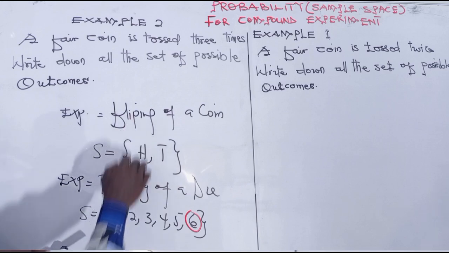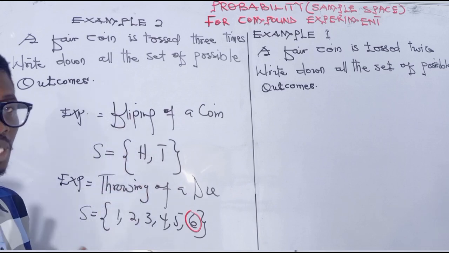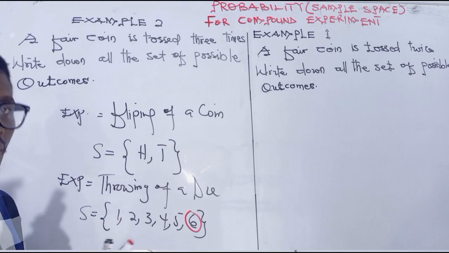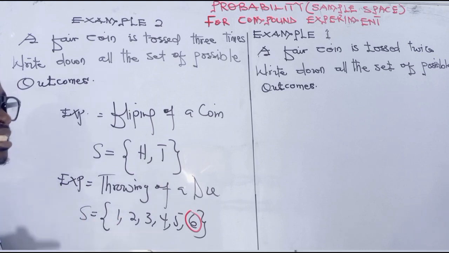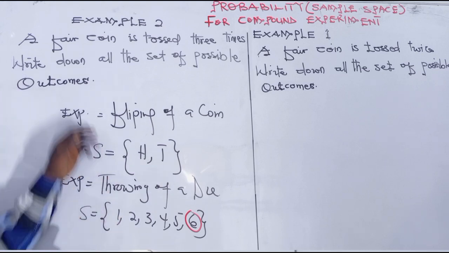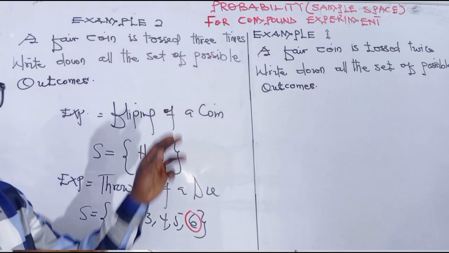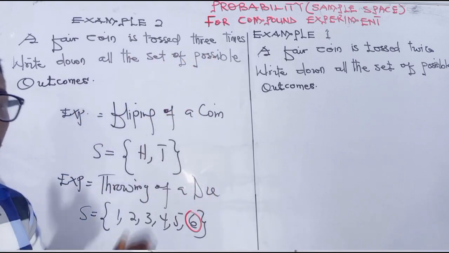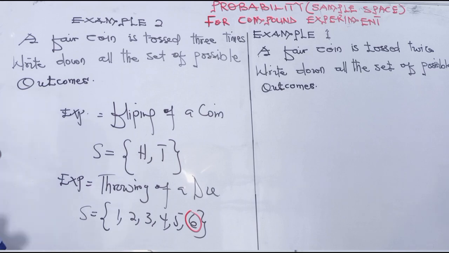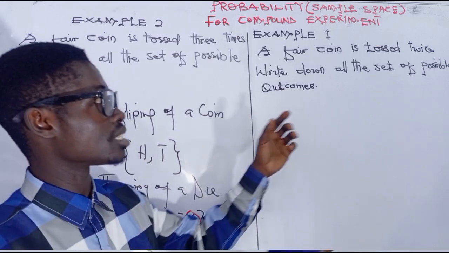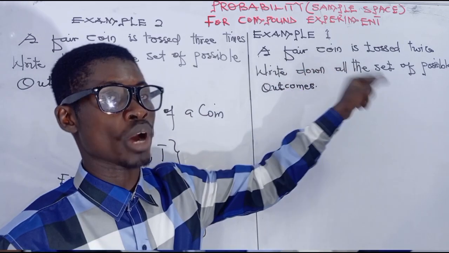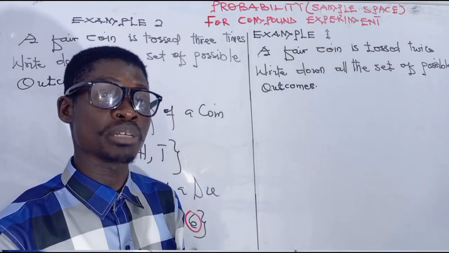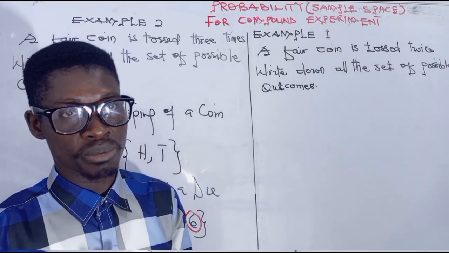When we combine these two experiments into a single experiment, then we can say that this experiment is a compound experiment. Another example of a compound experiment is a fair coin being tossed 3 times. You have a coin and you are tossing it 3 times. It becomes a compound experiment. Another example is tossing a coin twice. You have one coin and you are tossing it 2 times. It becomes a compound experiment.